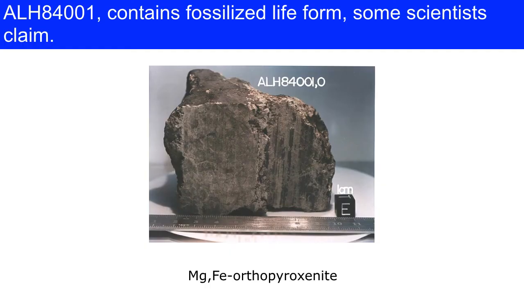The official name of this one is ALH 84001, all right? And that stands for Allen Hills. And Allen Hills is a big ice field, the Allen Hills ice field in Antarctica. And that's where they found this one. And they found a bunch of other ones. This is just number one in their bag of discoveries.